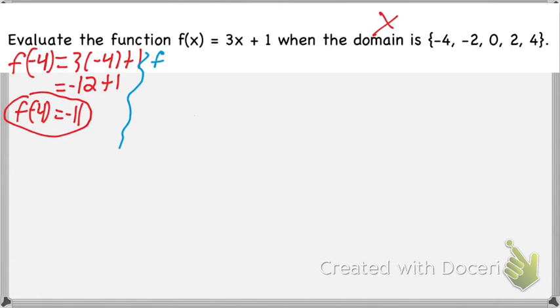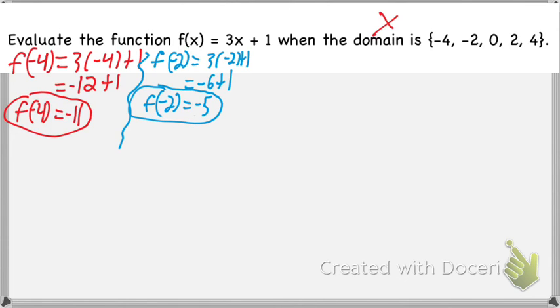F of negative 2 equals 3 times negative 2 plus 1. What was 3 times negative 2? Negative 6 plus 1. So we get negative 5. I want you guys to try the other 3. When you have them or have questions, raise your hand. Okay, f of 0 is 1. You guys agree? Yes. Okay. F of 2.